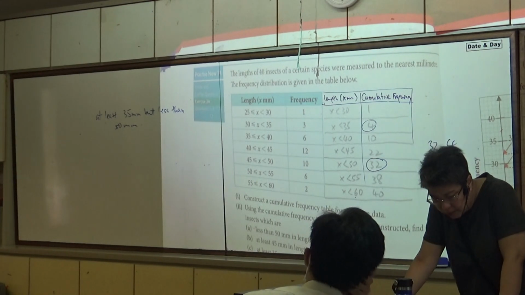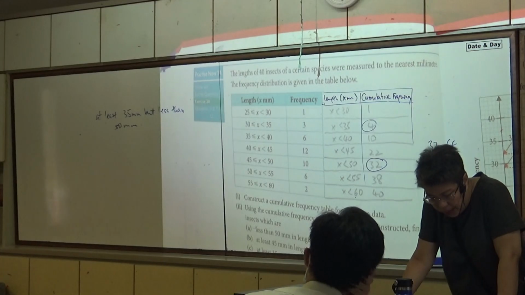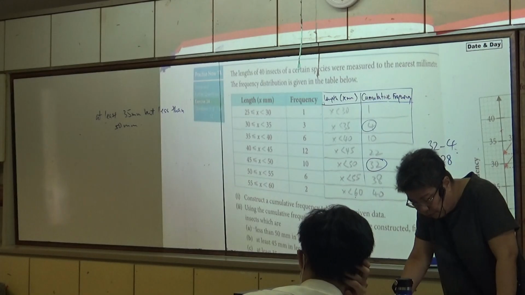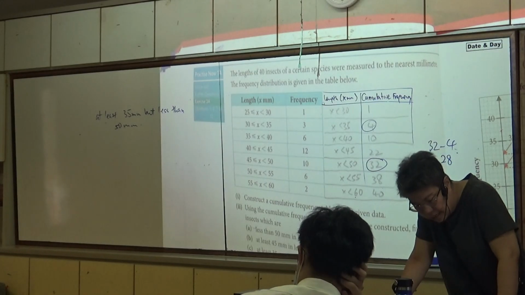Check, huh? Now part 3. Explain why it is not possible to state the number of insects which are 50 mm or less in length.